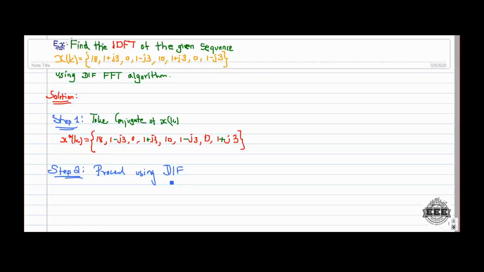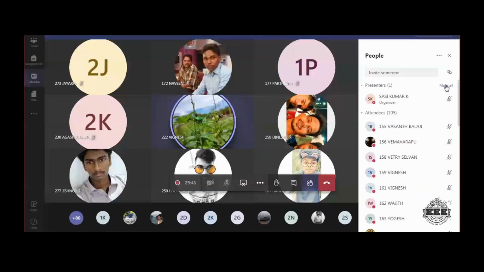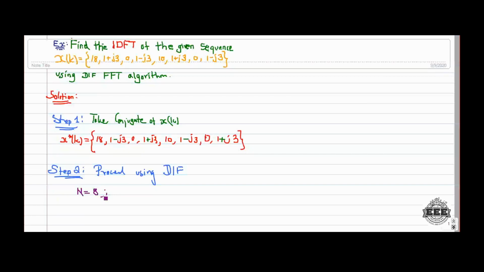For our second step, DIF, what is the procedure for DIF? We know that in DIF, N is equal to the number of points in the sequence, N equal to 8. Total sequence is 8. And DIF means, what is the procedure? First we have to frame the 8 point sequence, then the 4 point sequence, then the 2 point sequence.